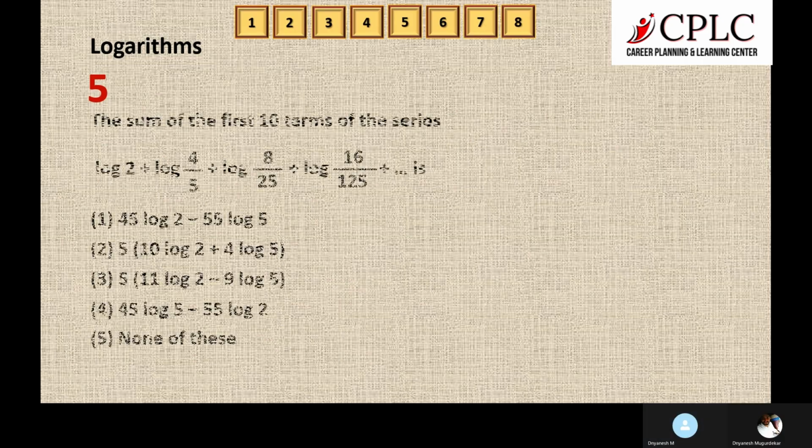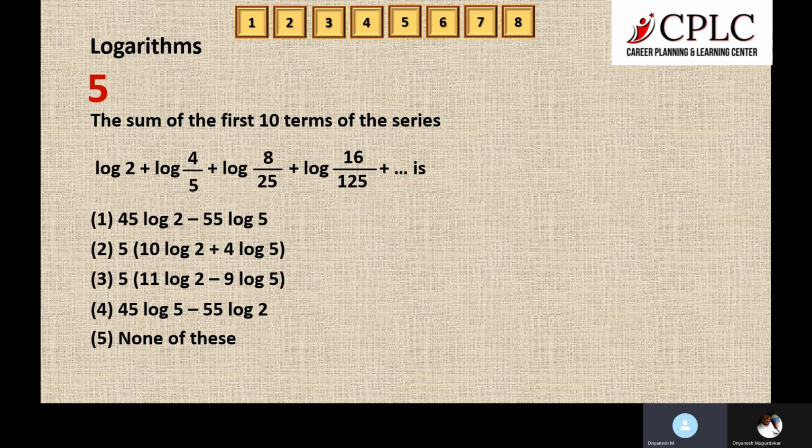The fifth one: find the sum of the first 10 terms of the series. There is a pattern clearly. All the numerators, if you see, are powers of 2. All the denominators, if you see, are powers of 5. But the first term has a denominator of 1, which is 5 raised to 0. So the 10th term will be log of 2 raised to 10 upon 5 raised to 9.